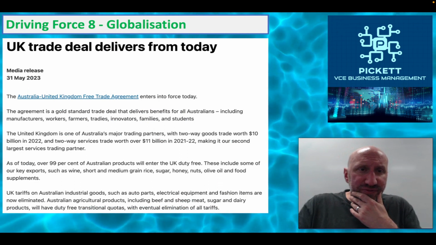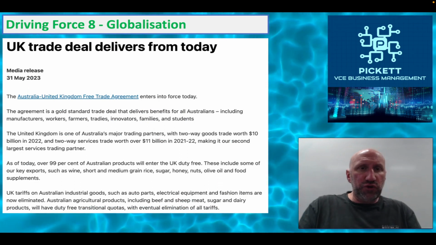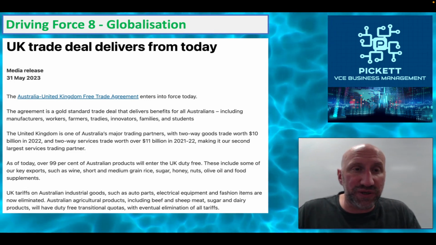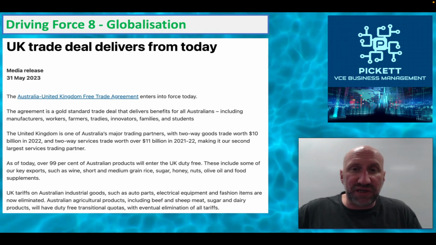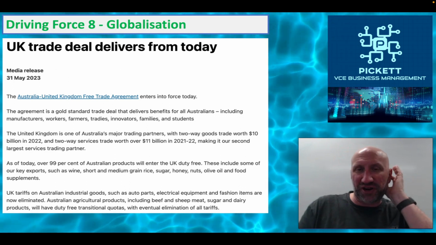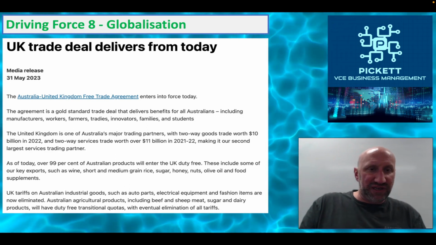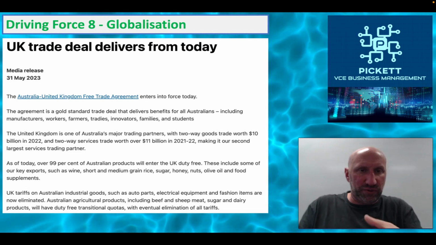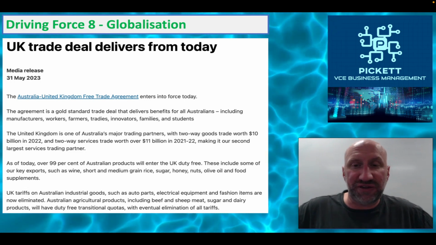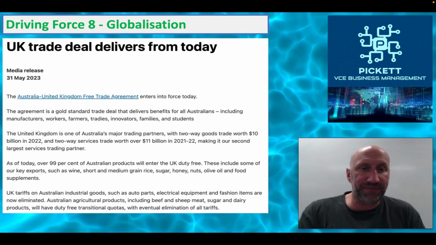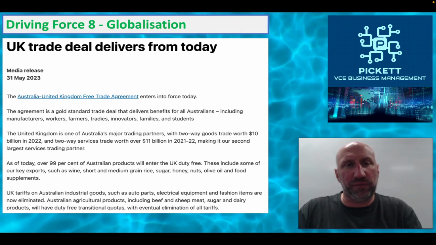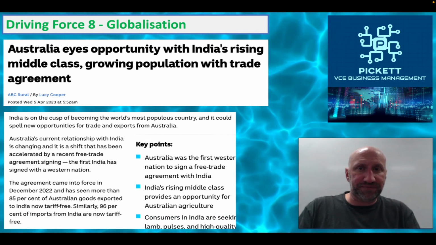So here you go, UK trade deal delivers from today. This is a very recent one. The Australia-UK Free Trade Agreement enters into force today. This is only 31st of May 2023. So Gold Standard Trade Deal delivers benefits for all Australians, and it gives you some details. This is an example of the Free Trade Agreement that I was just talking about previously. So as of today, I guess, June 2023, over 99% of Australian products will enter the UK duty-free. Previously, there would have been tax paid on them. They include some of our key exports, so on and so forth. So that's an example of a free trade agreement.